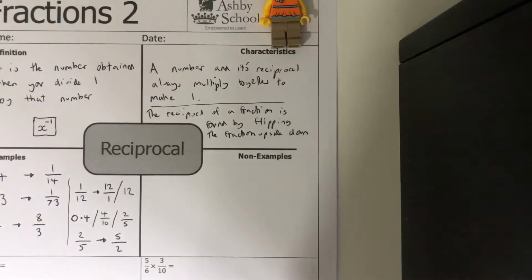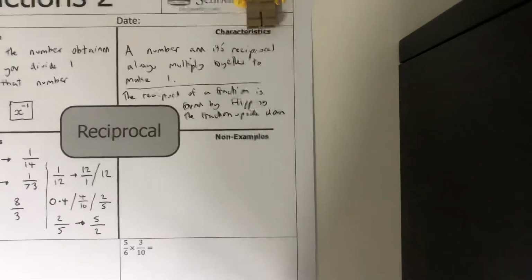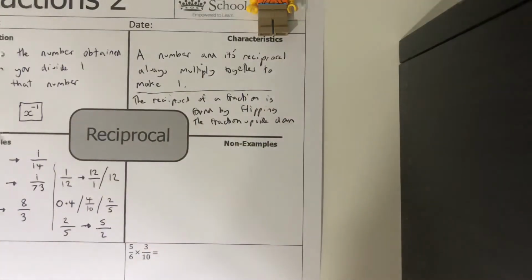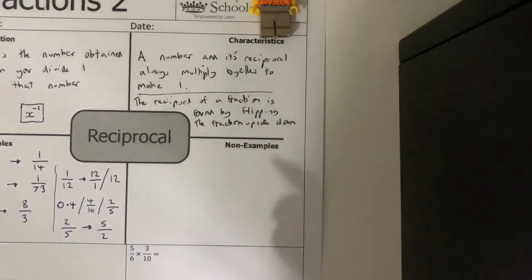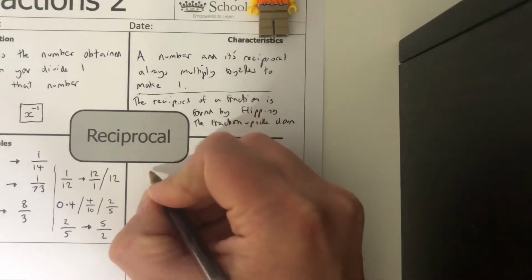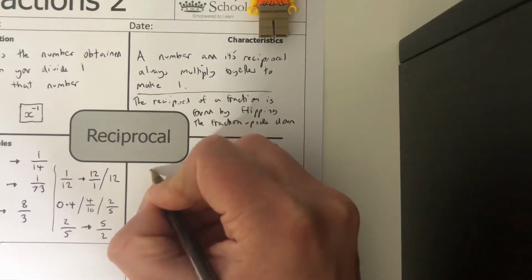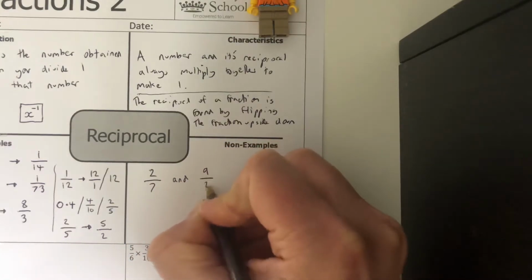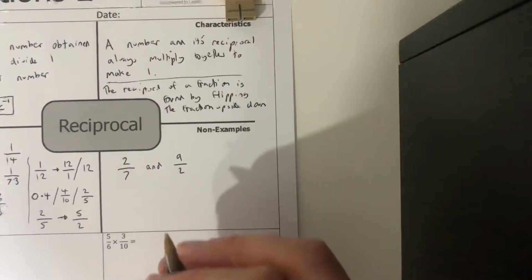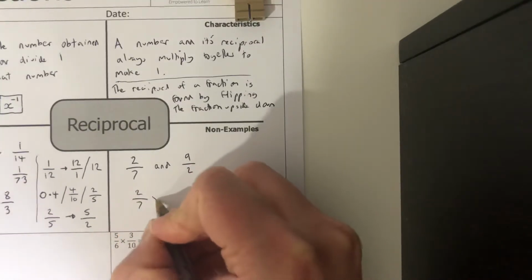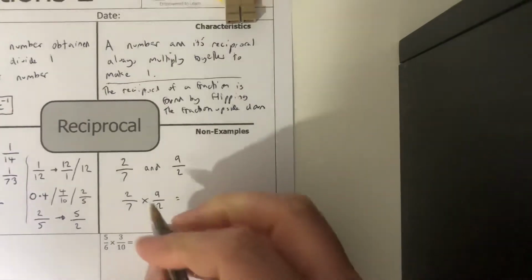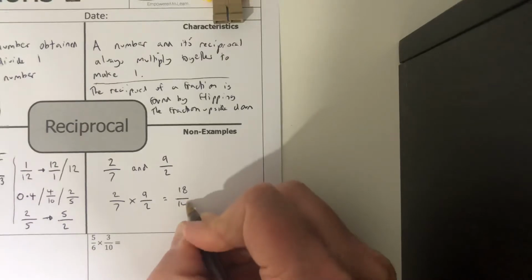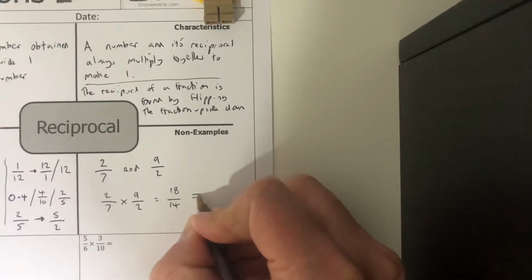Now non-examples, what are not reciprocals? I'll explain using the idea of multiplying together to make 1. If you said, for example, 2/7 and 9/2, they're not reciprocals. How do I know? Because 2/7 times 9/2: 2 times 9 is 18, 7 times 2 is 14, and that is not equal to 1.